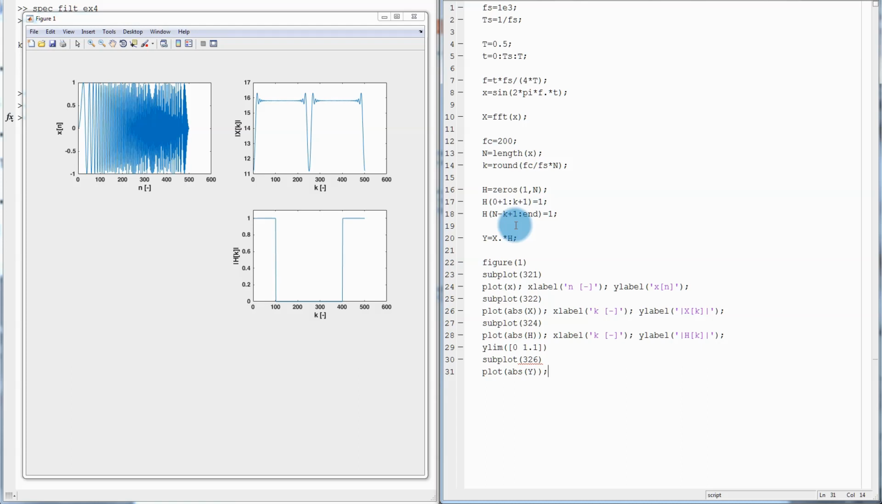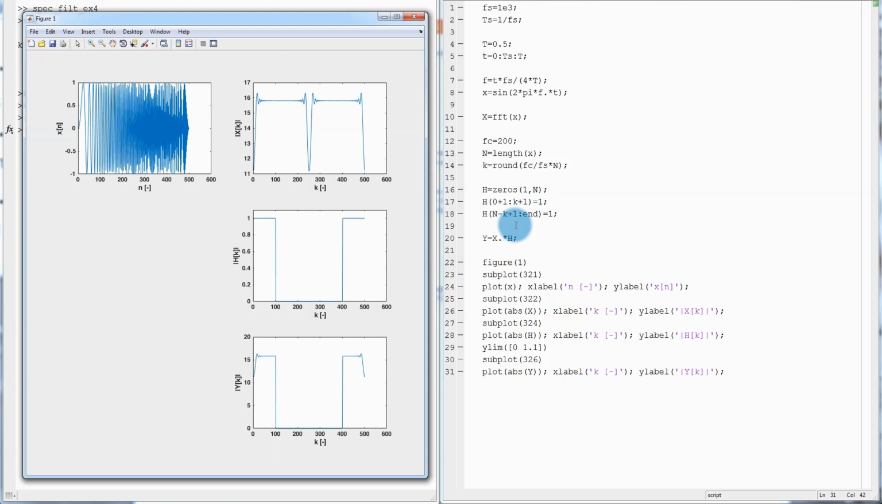Again, I'm plotting the magnitude spectrum, and I will label the axis. And this is the plot of my altered spectrum. You can see that I have kept this part of the spectrum, I have kept that part of the spectrum, and this part of the spectrum is zeroed out. This part of the spectrum is zeroed out. And what happens on the right side of the spectrum is just the mirror image of what happens on the left side of the spectrum.